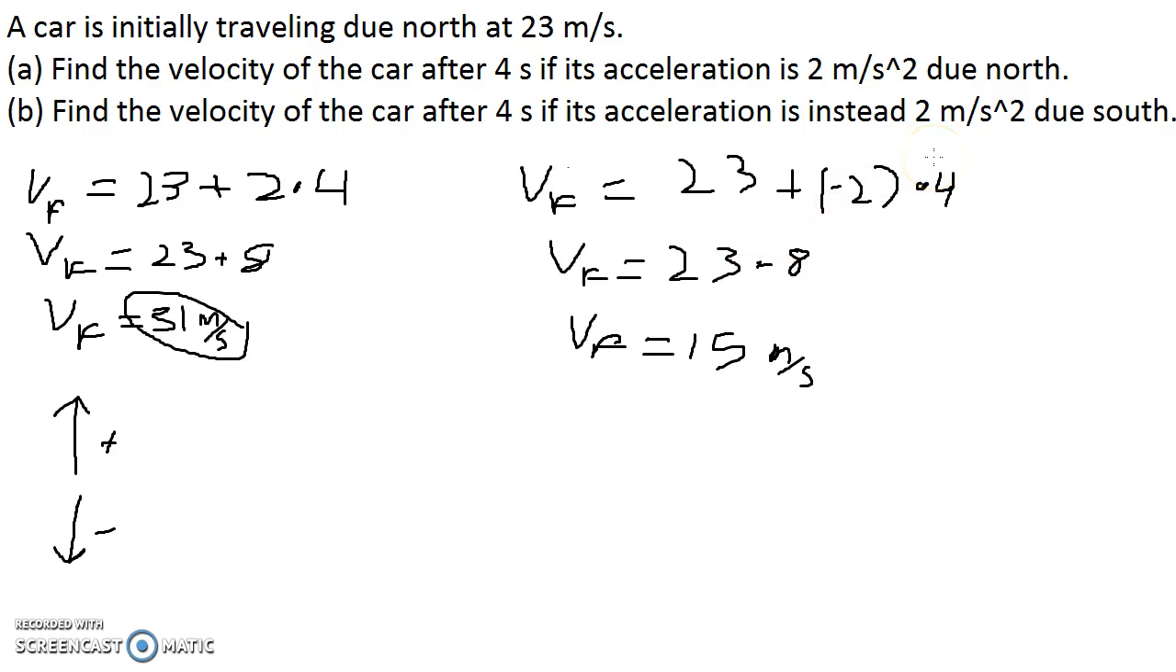We started at 23 meters per second north, and then we are decelerating. So we're accelerating southwards at the same rate of 2 meters per second squared for the same amount of time. So it does make sense that it would slow the car down, but not stop it and not change its direction, at least not yet. So I would say that this answer here, 15 meters per second, does make sense.